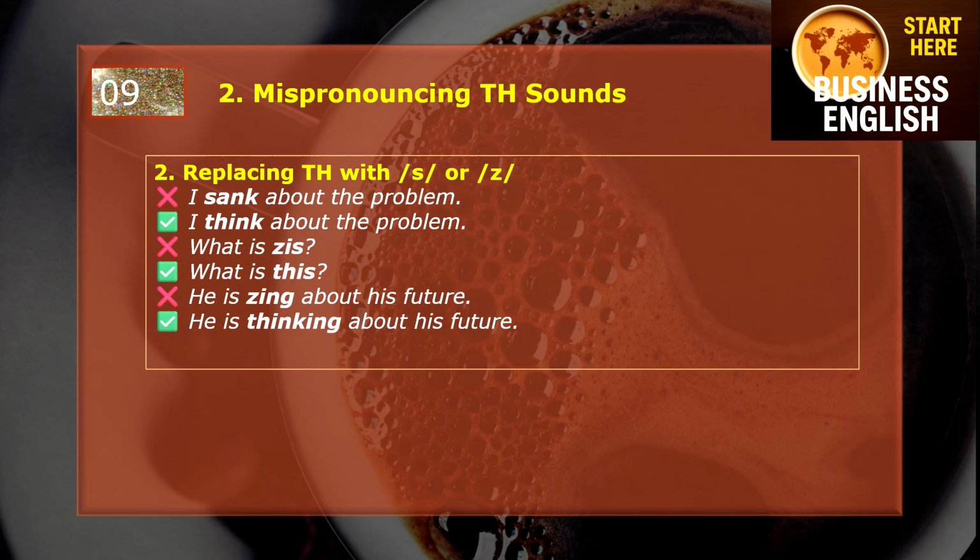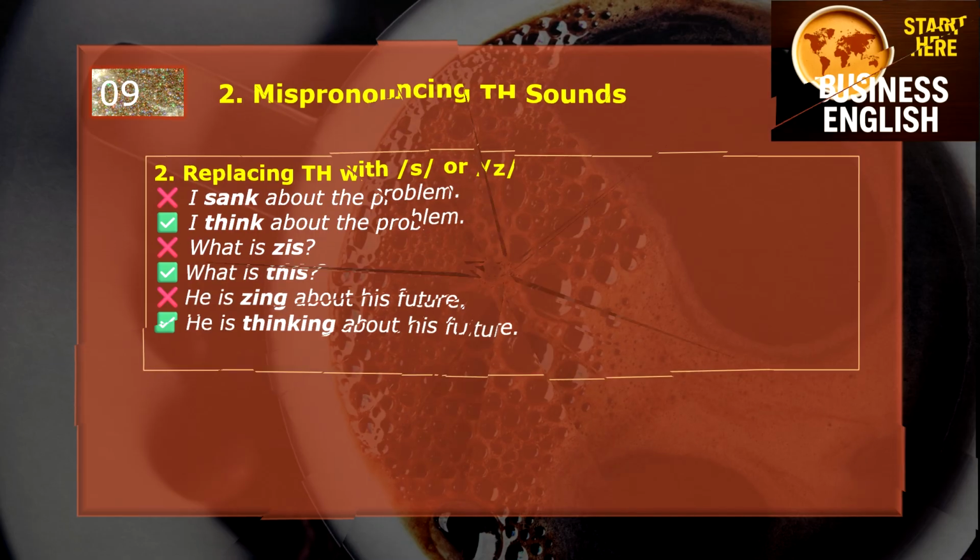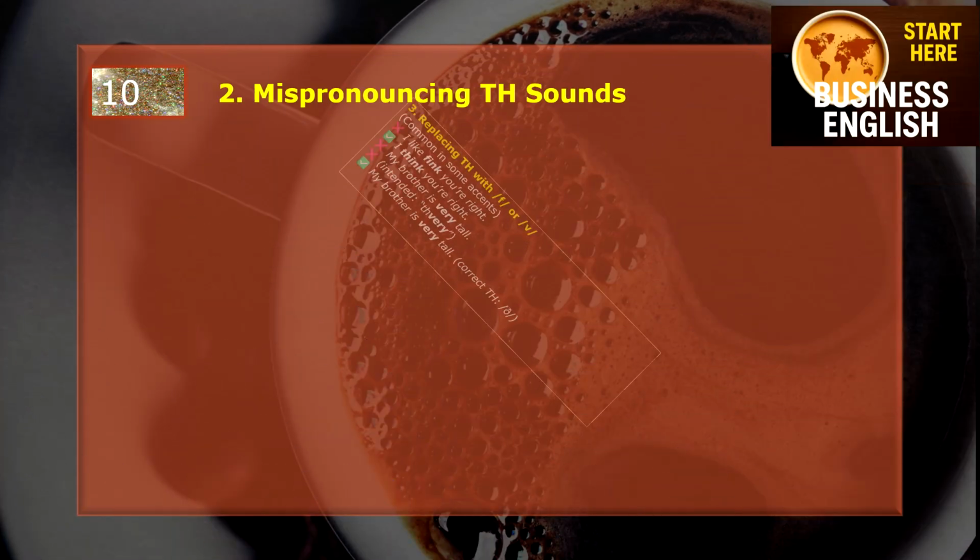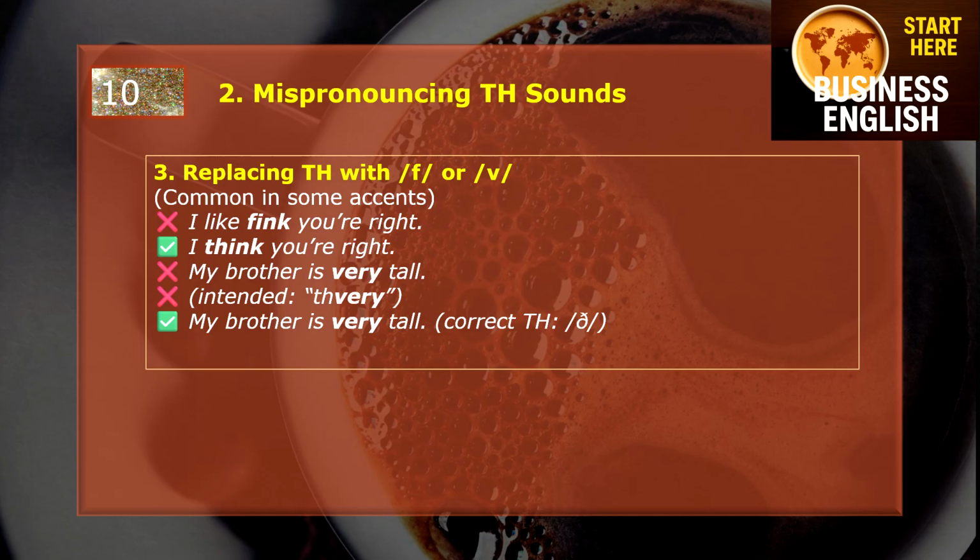The next one, replacing th with s or z. I think about the problem. What is this? He is thinking about his future. Okay, and now replacing th with f or v. Common in some accents. I think you're right. My brother is very tall.